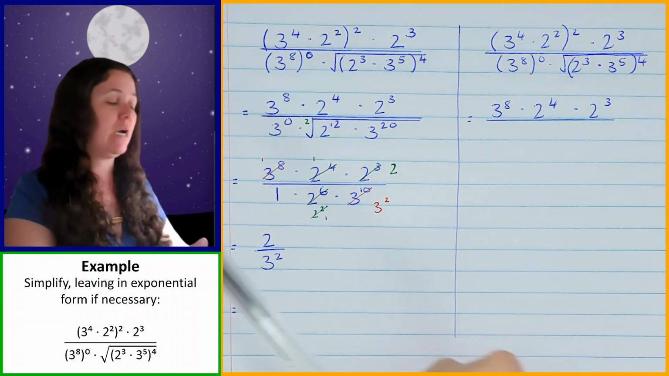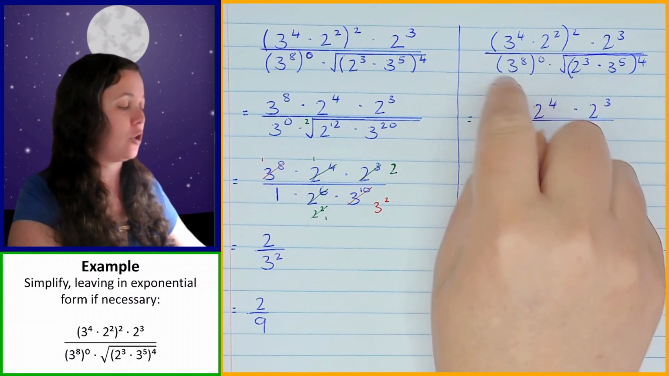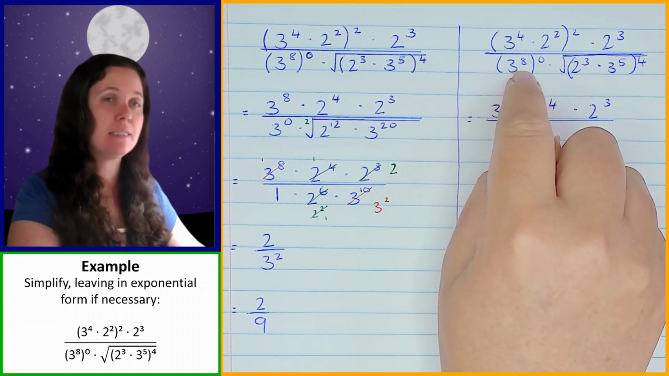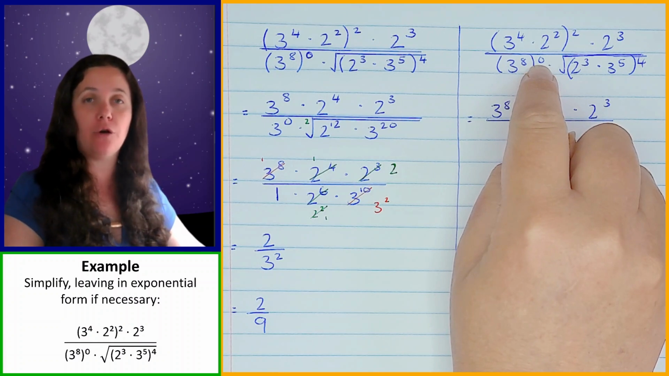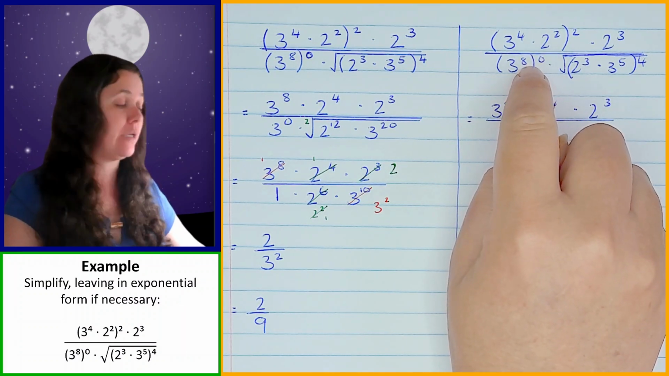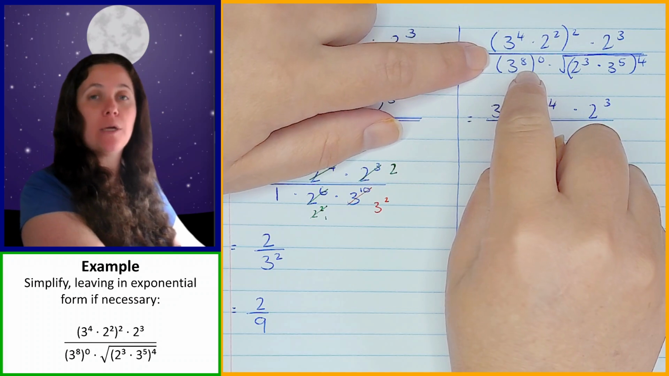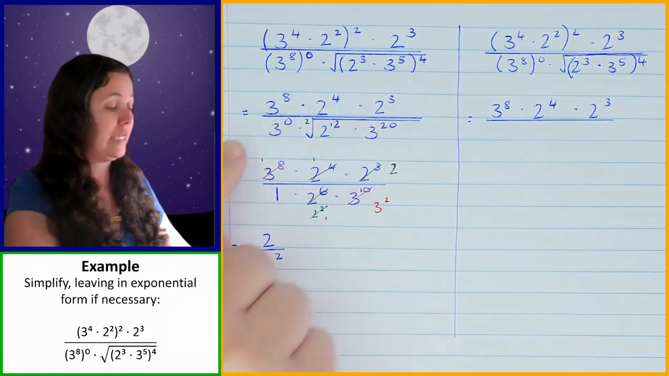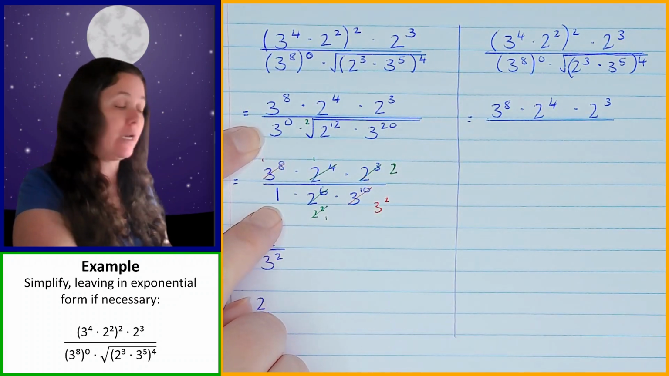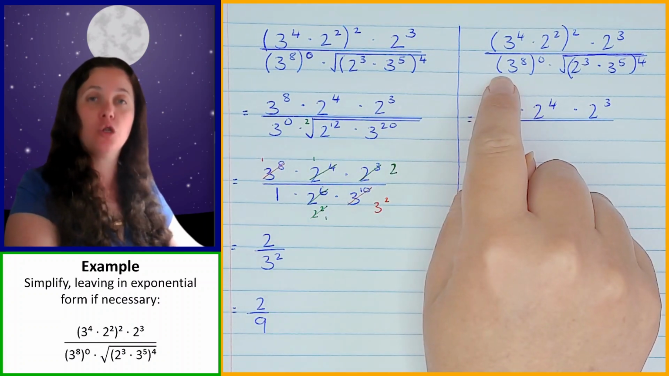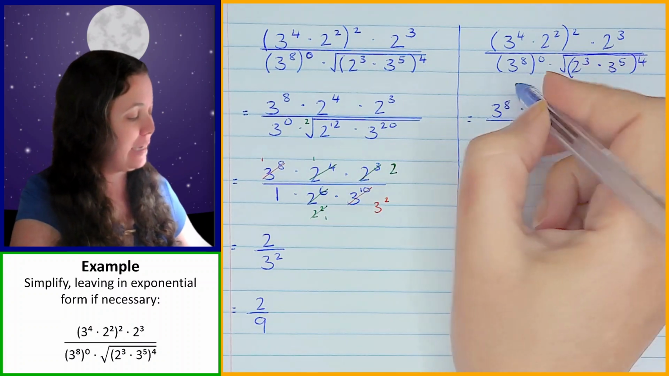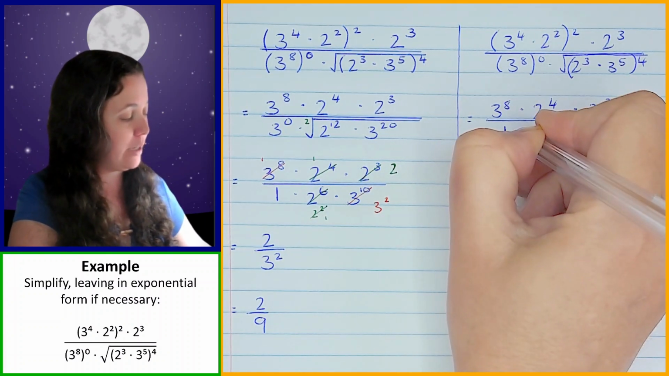The other way of doing it is to look at this whole thing as a base with a power of 0. And remember, we said anything to the power of 0 is equal to 1. So what I could do here is change this to a 1 straight away. I don't need to do this and then change it to a 1. I can change it to a 1 straight away, because I already know it is something to the power of 0. So over here, I can change this to a 1 straight away.